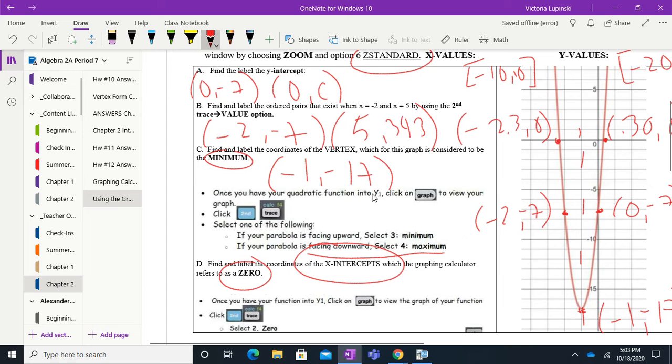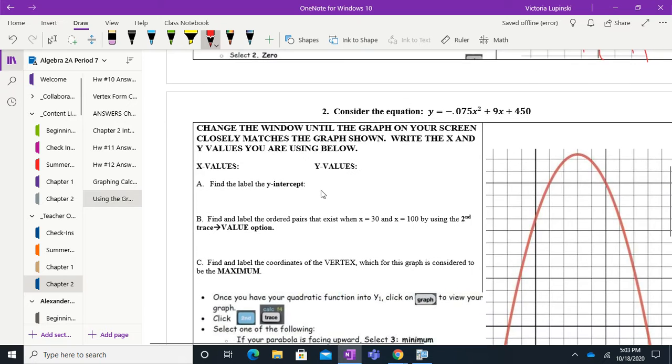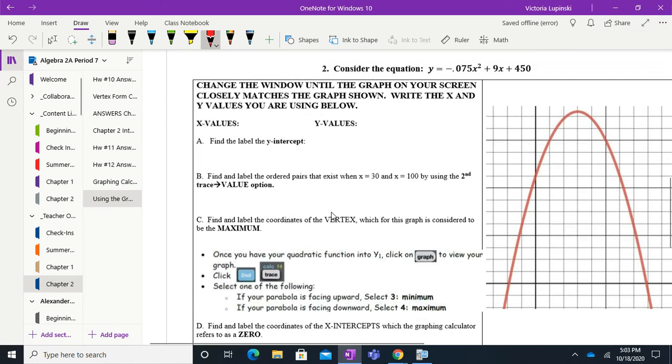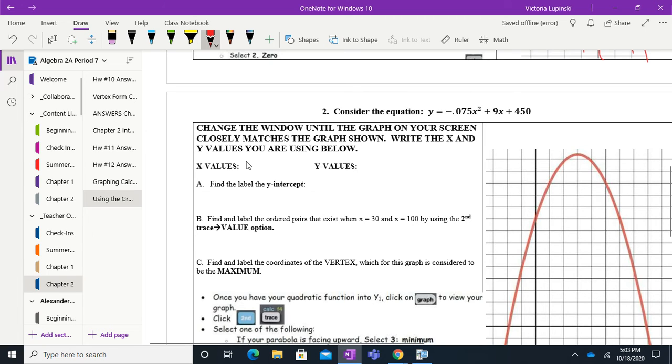So again, the whole point of this lesson is to make sure that you can use all the buttons on the graphing calculator. So let's go ahead and do one more together before you go ahead and try some on your own. So notice here in the second problem, you have a rather ugly looking equation.